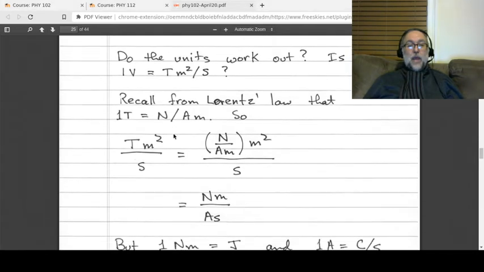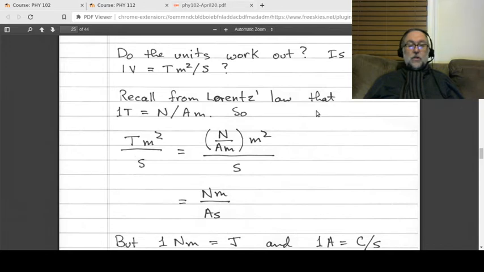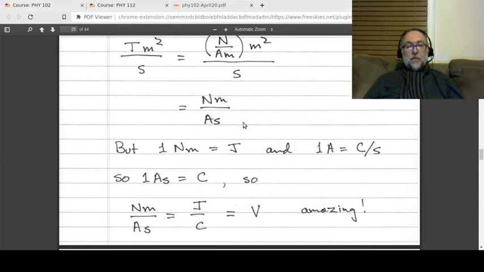The best way to understand the Tesla is always from Lorentz's law. Remember from Lorentz's law that a Tesla is basically a Newton per amp meter. Just to remind you, if you have 1 meter of wire carrying 1 amp in a 1 Tesla field, perpendicular, that's going to give you 1 Newton of force. If we put that in for our Tesla, so we have a Newton per amp meter, and we multiply everything out, we get to this form right here. But a Newton meter, that's a joule, because that's work.